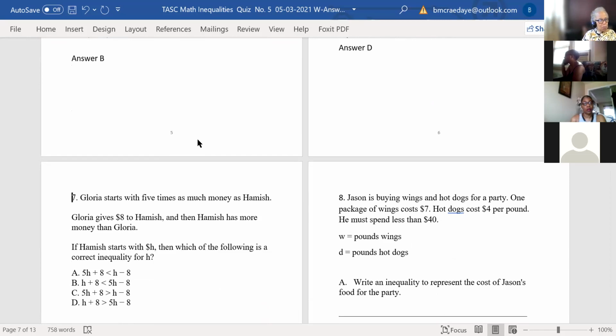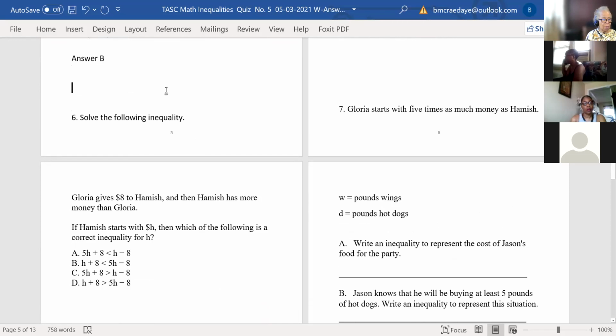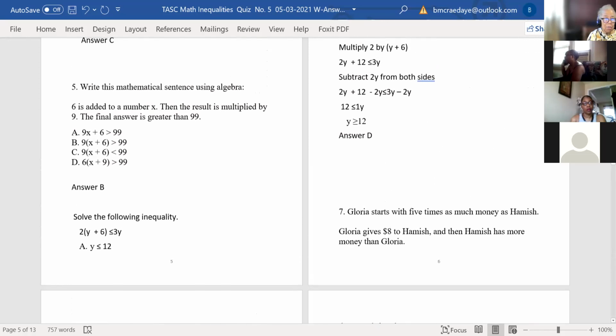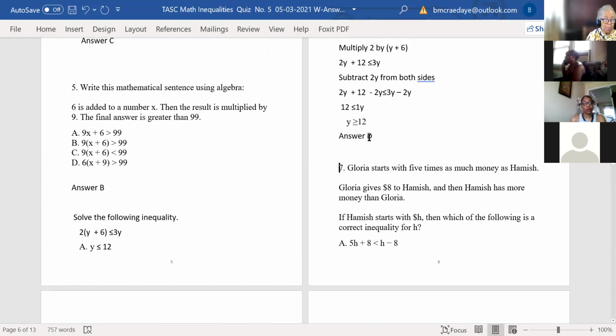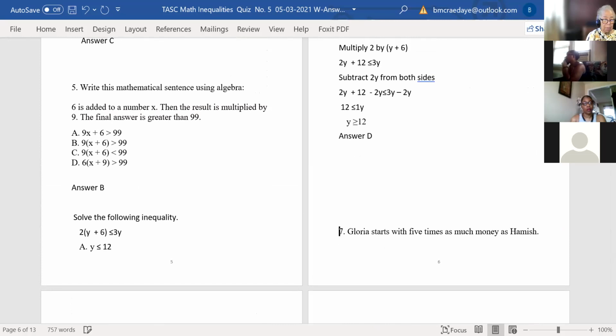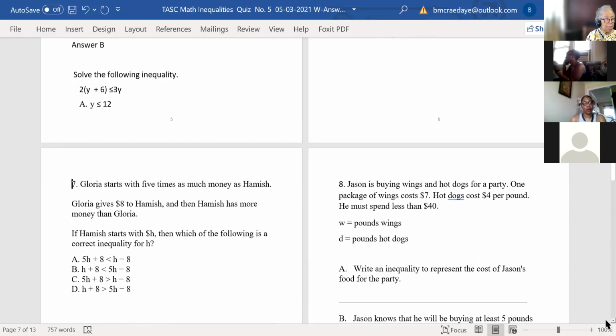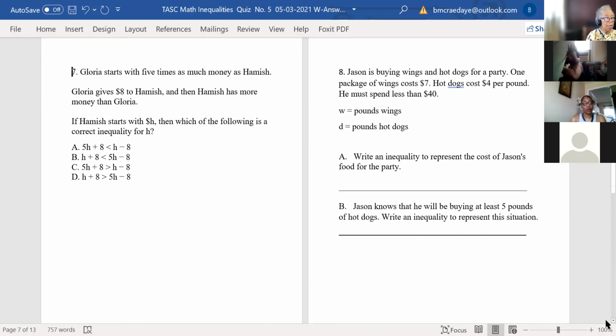Okay. Gloria starts with 5 times as much money as Hanish. Gloria gave $8 to Hanish. You moving it all the time. Okay. Let me just put this all over here. No, just put it back and go down. Okay. I'll bring this up. I just want to make sure you see that without seeing other things. Okay. Good. Okay. Now, read it.